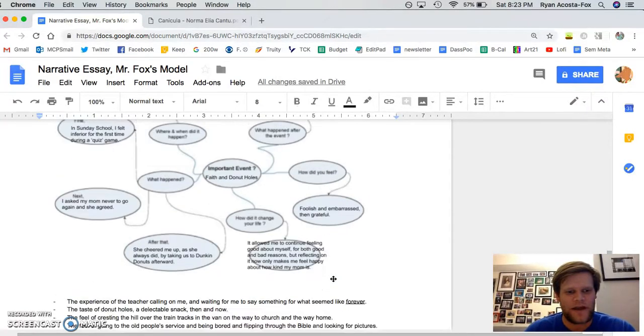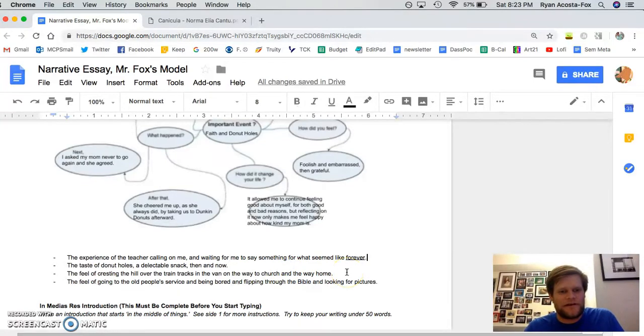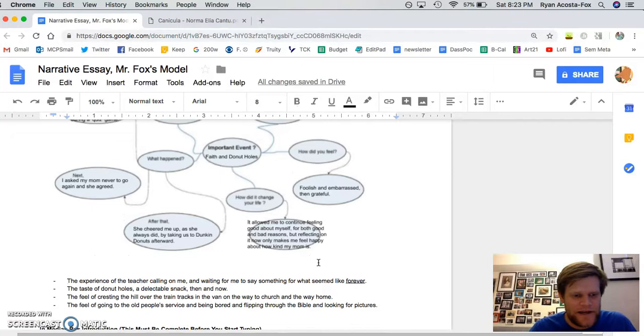So that's the story. I might make some other notes like I did down here. I just like to make notes of little images or other anecdotes I want to put in the story. So I talked about the experience of the teacher calling on me and waiting for me to say something. It seemed like it took forever for that to happen. The taste of donut holes, which, as we all know, are delectable, delicious.